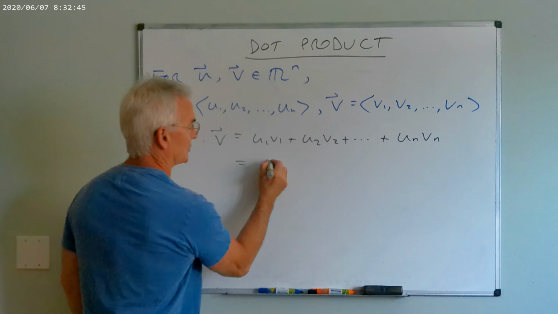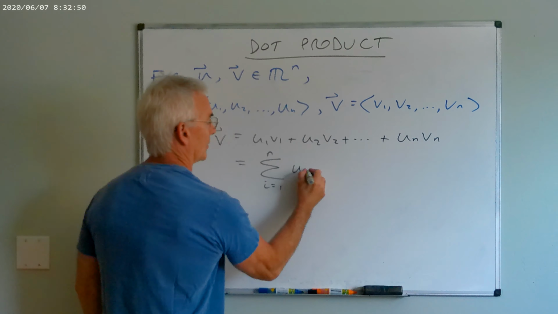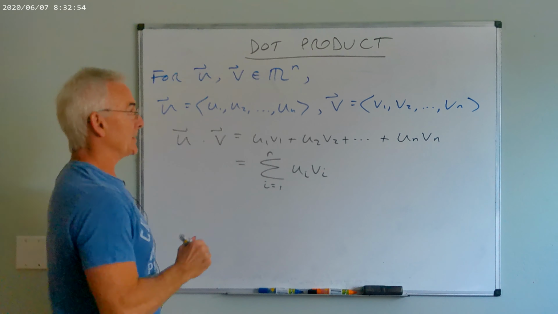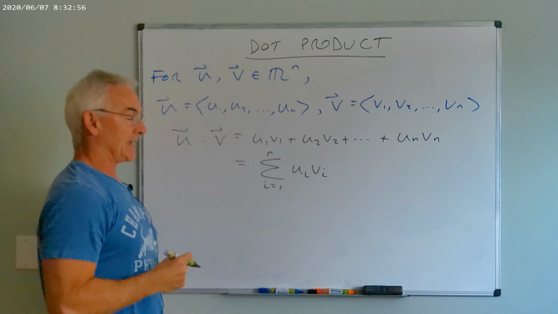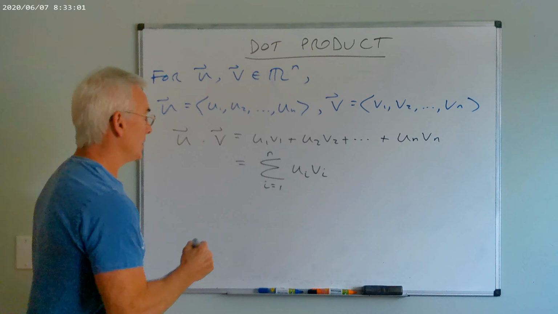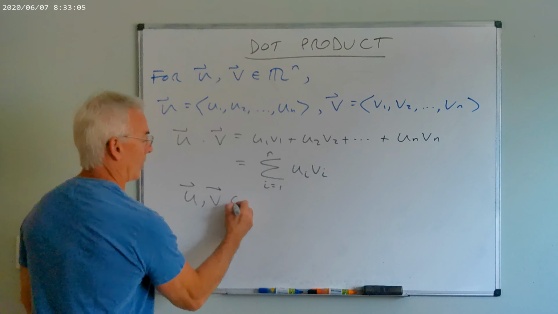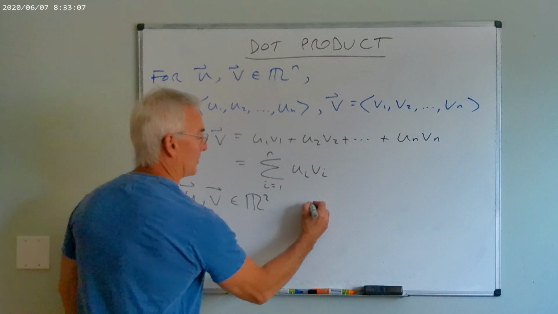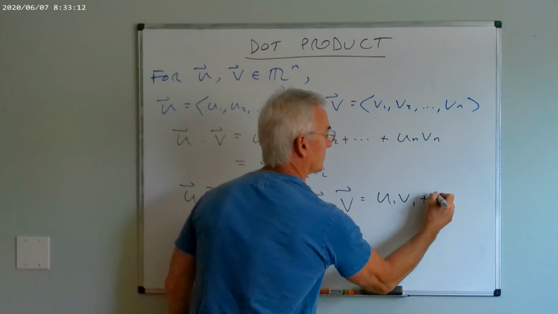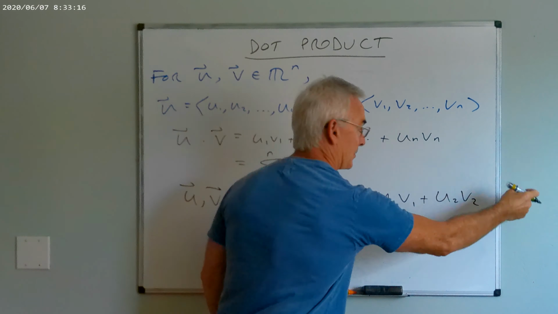The formal notation is the sum from i equals 1 to n of ui vi. It does not matter what dimension you're in as long as the vectors are the same dimension. Now in this class we're only going to be working with vectors in R2 and R3. So if u and v are in R2, then u dotted with v is simply u1 v1 plus u2 v2. If I'm in R3, then I add the third component.